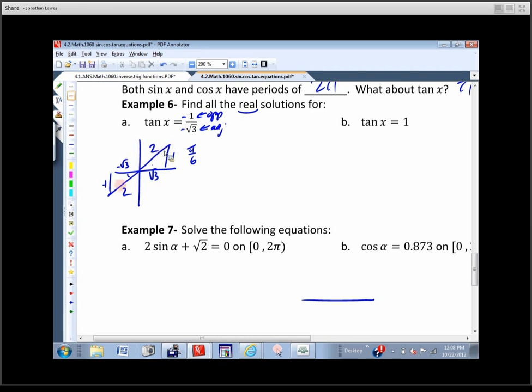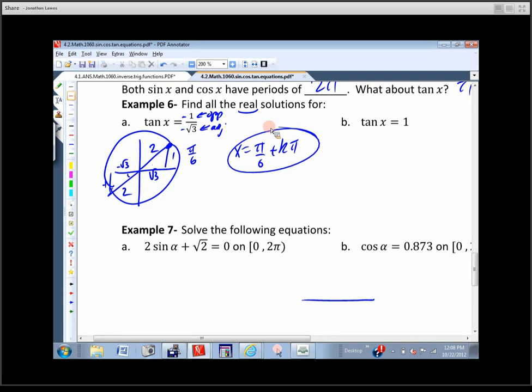These are straight across from each other, okay? They're symmetric about the origin. They're 180 degrees apart. So if I know where this one is, how far is this one from it? Pi. Pi. So the answer on this problem is x equals pi 6 plus k pi.